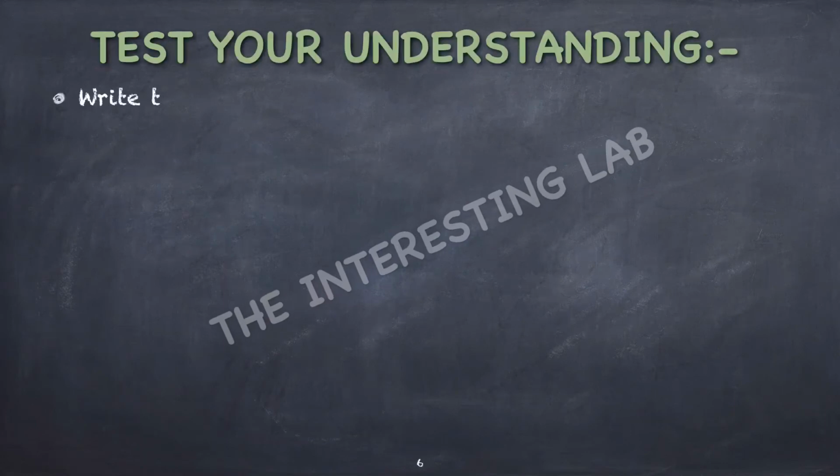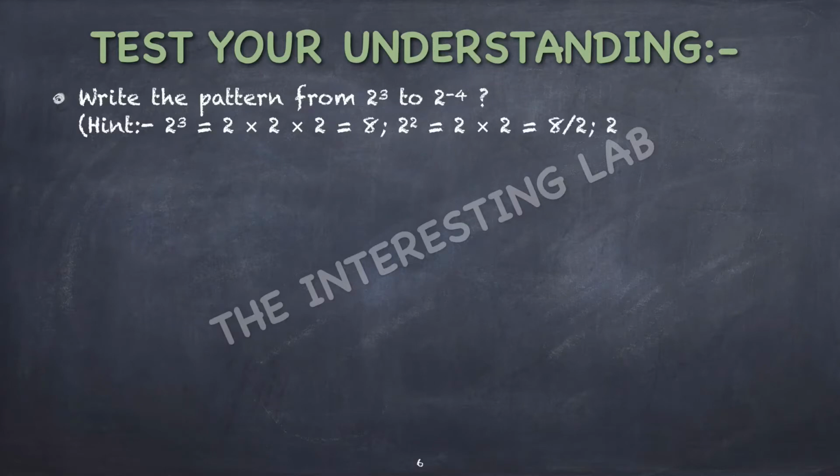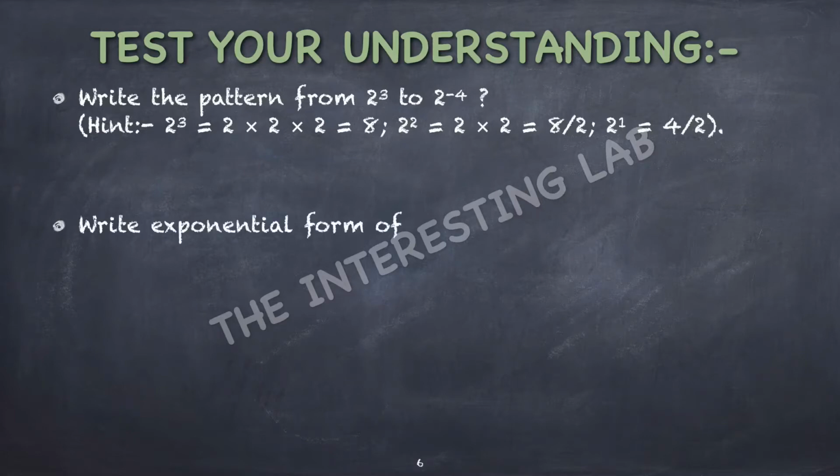To know how much you all understand about this topic, here are some questions. Write the pattern from 2 power 3 to 2 power minus 4. Hint: 2 cube equals 2 times 2 times 2 is equal to 8, 2 square equals 2 times 2 is equal to 8 by 2, 2 power 1 is equal to 4 by 2.